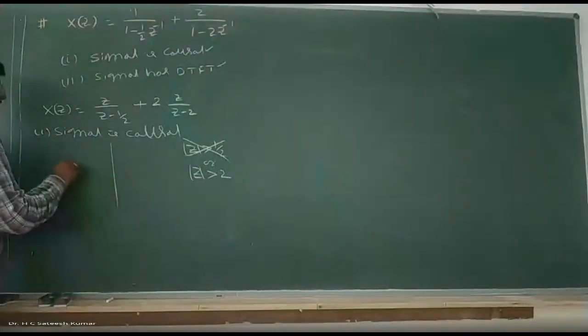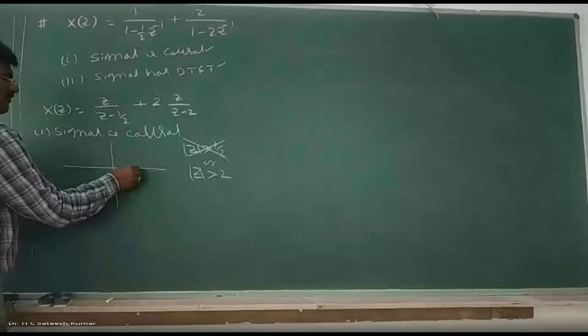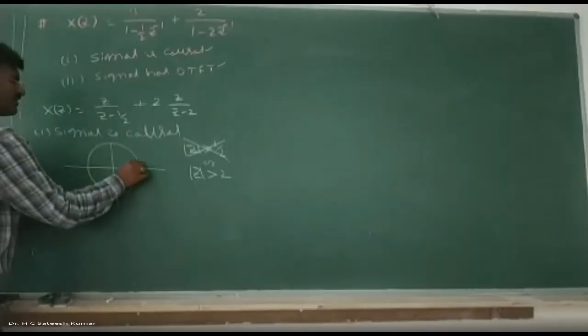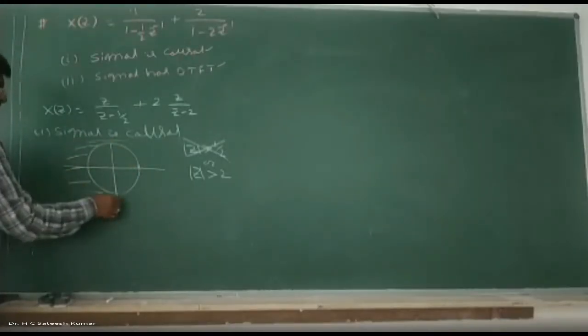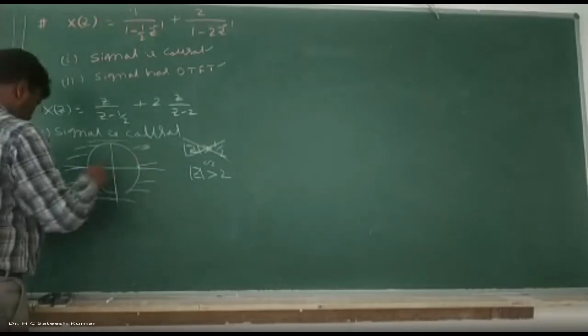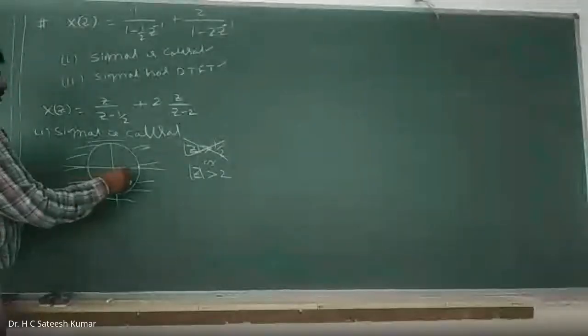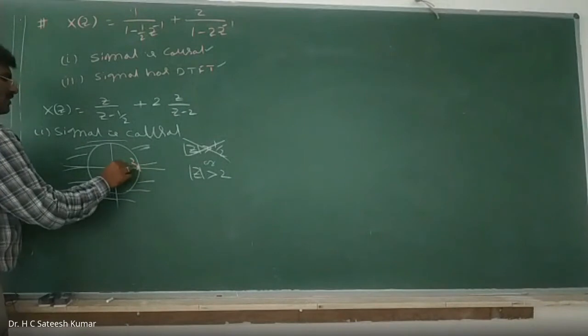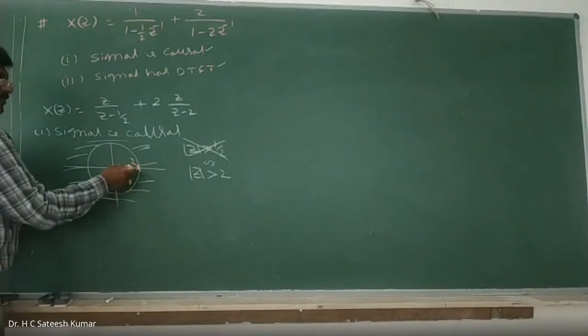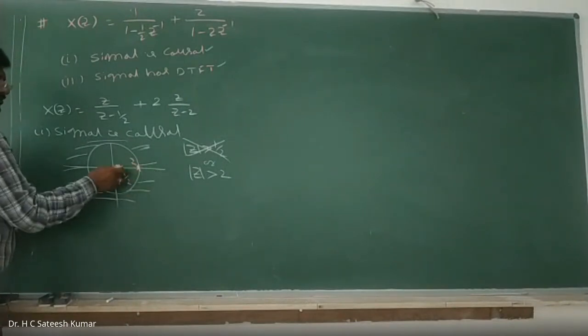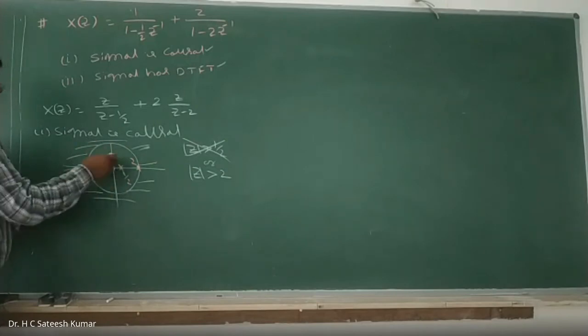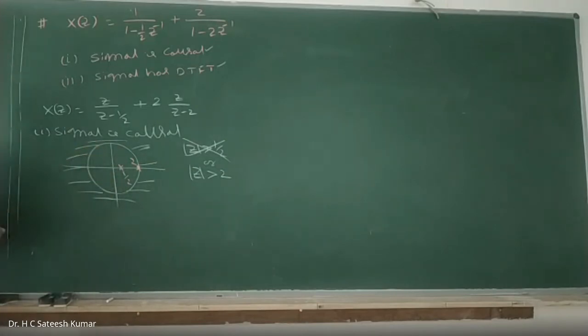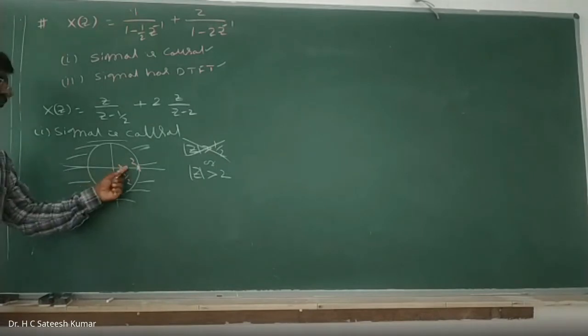When you take mod z greater than 2, I will sketch it this way. Where are the poles now? One is at 2, another one is at half. So the poles are not inside the shaded area. They are here in the empty area. Here X of z is infinity, and this is also infinity. Therefore, this is the correct one.